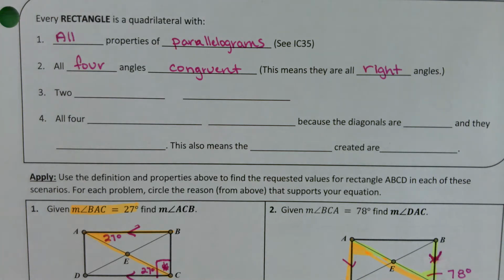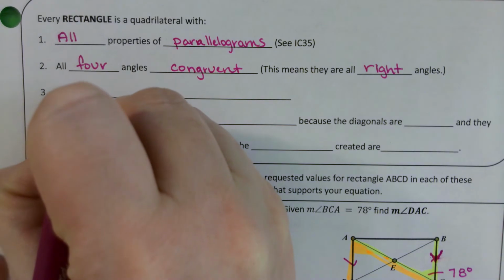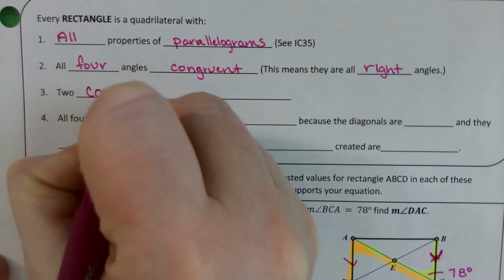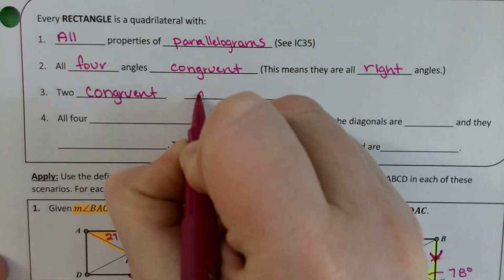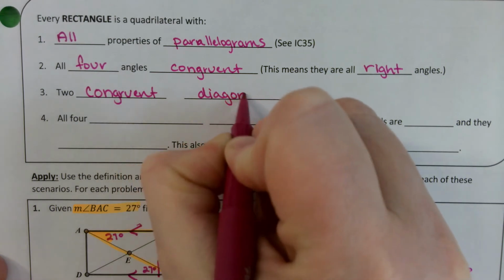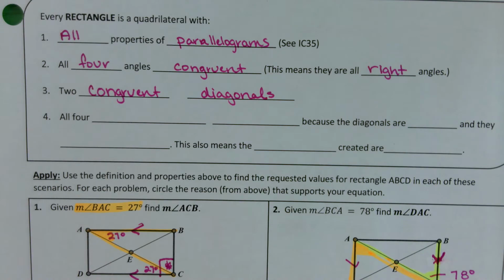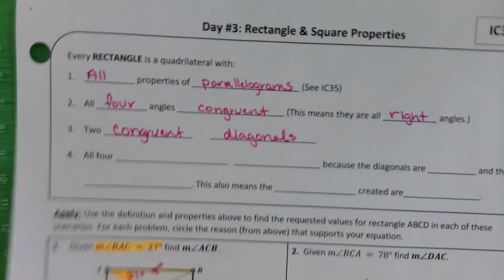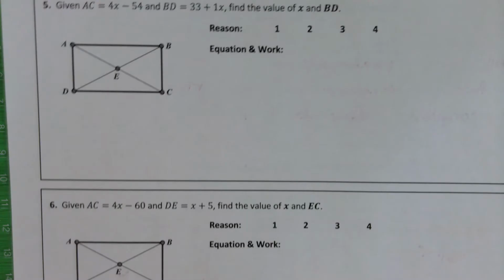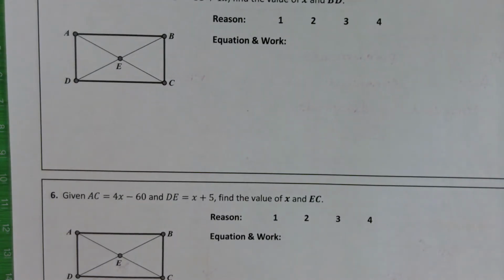Property number 3 of rectangles states that two diagonals are congruent. So, two congruent diagonals. On the back side, we are going to be looking at examples number 5 and number 6. There are properties from parallelograms that we have to remember. As a parallelogram, diagonals bisect each other.